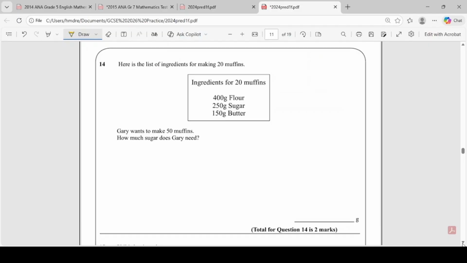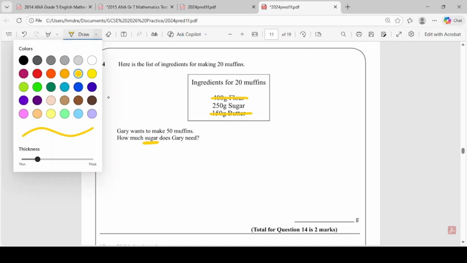Question 14. Here's the list of ingredients for making 20 muffins. So we've got 400 grams of flour, 250 grams of sugar, and 150 grams of butter. Gary wants to make 50 muffins. How much sugar does he need? Okay, so the key thing here is all we're looking at is sugar. So we can ignore the other things. Just take them out so they're not adding to your confusion.